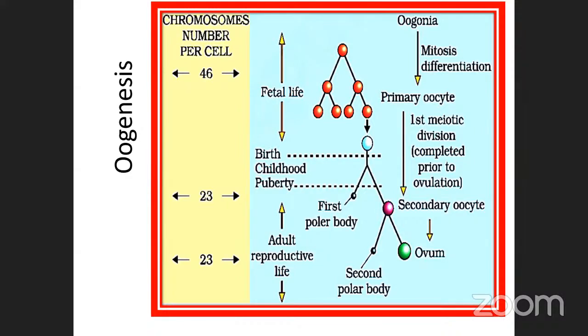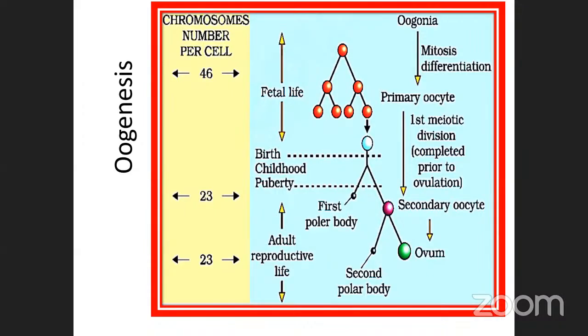This one is called adult reproductive life. Birth, childhood, and puberty also take place in this area. Collectively, what is that called? Oogenesis. Here, how will it be? Here the 46 chromosomes are diploid in nature, and the gametes are 23, haploid in nature.